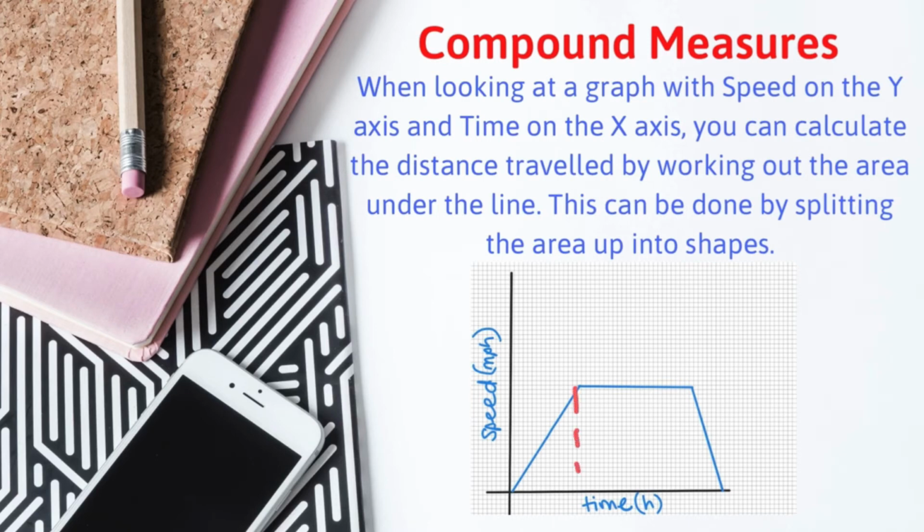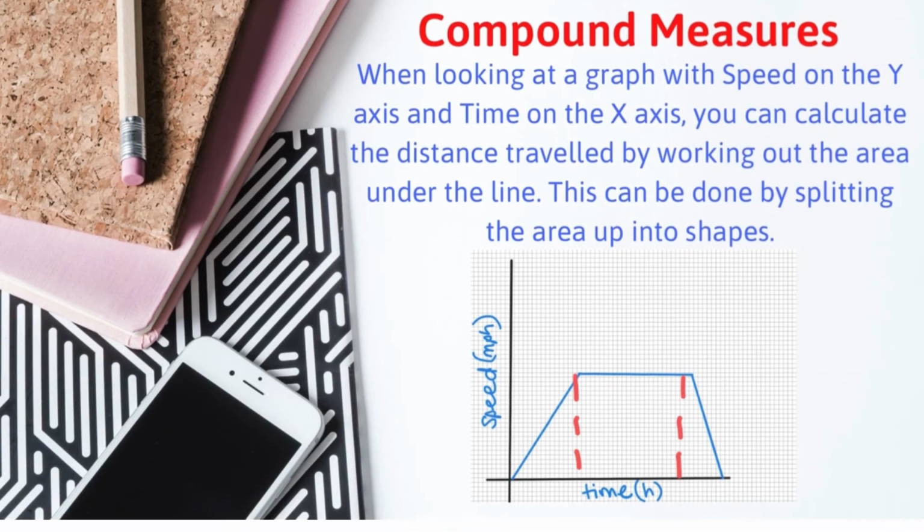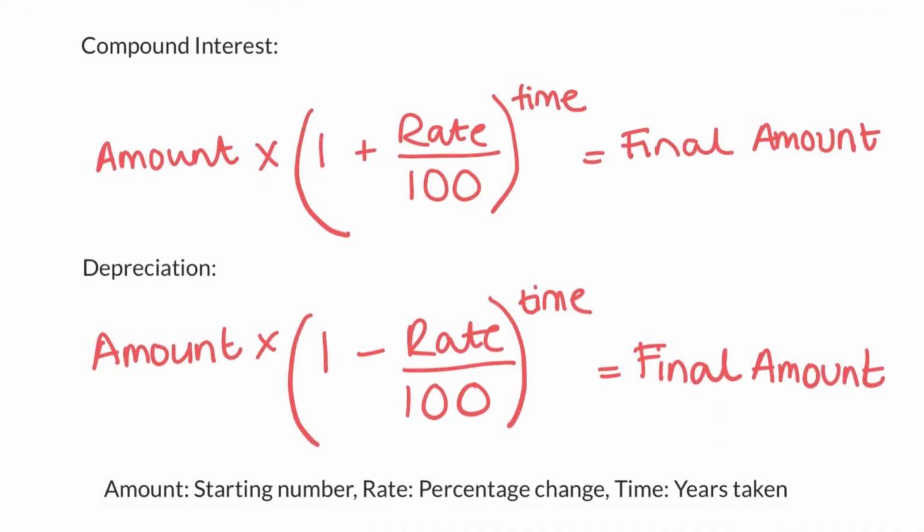This can be done by splitting up the area into shapes, and then you can find the area of the triangles, the rectangles or the trapeziums and add them all together. Some questions will ask you about calculating the rate of interest or depreciation. This could be how much a bank balance will grow after 5 years of interest, or how much value a car loses after being used for 3 years.